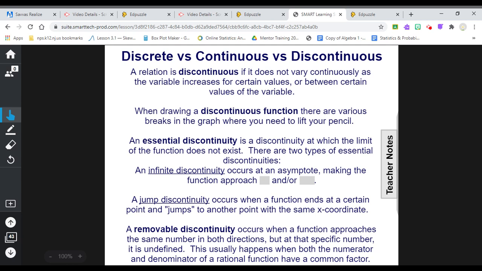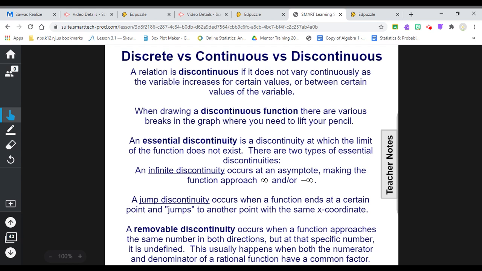So we spoke about discrete versus continuous, but what is discontinuous? What does that mean? A relation is discontinuous if it does not vary continuously as the variable increases for certain values, or between certain values of the variable.